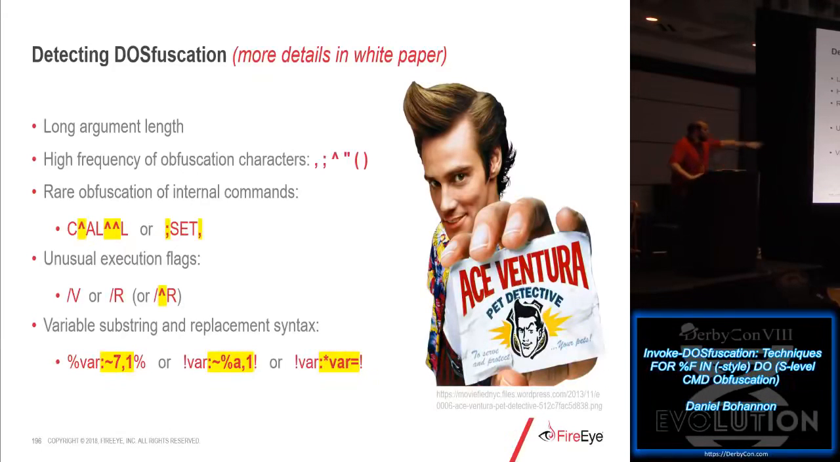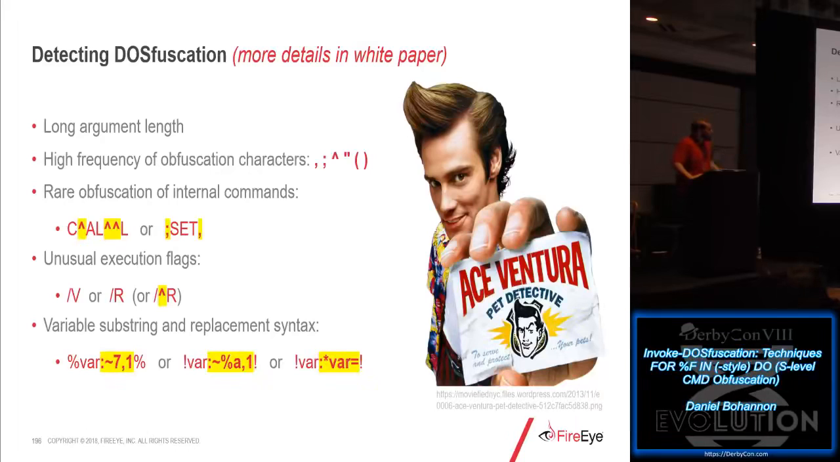Also, I look for the obfuscation of very specific internal commands like call and set and for that are required for almost all of the DOSfuscation techniques. So I think it's a lot simpler than PowerShell obfuscation just because it's a smaller subset, but you don't have any of the awesome PowerShell logging for cmd.exe. Also look for the /r or /v. You will see /v a bit for certain enterprise solutions.